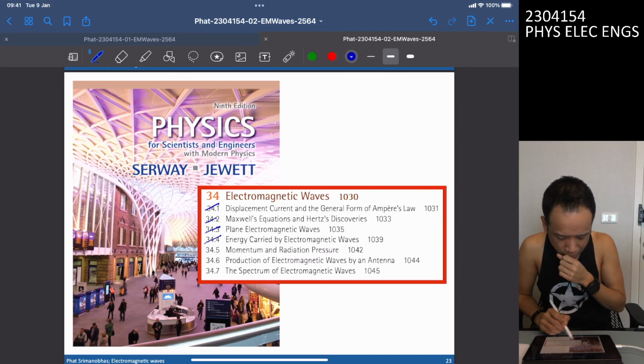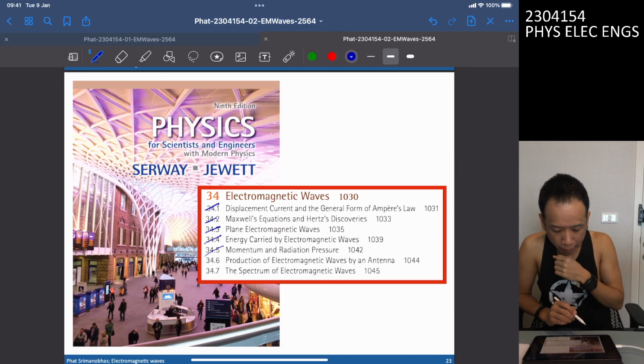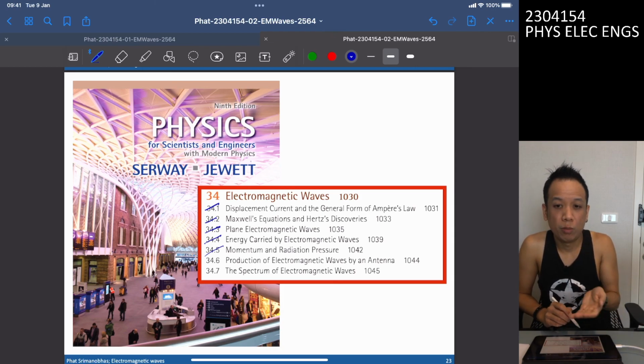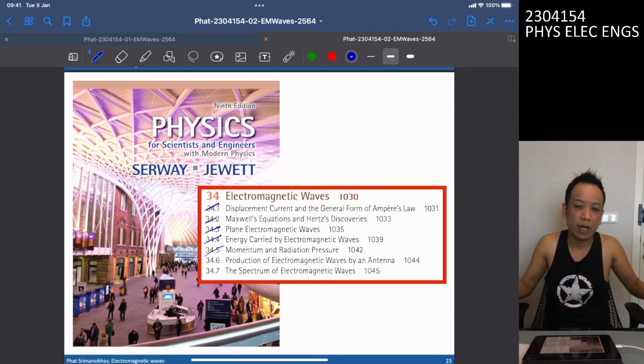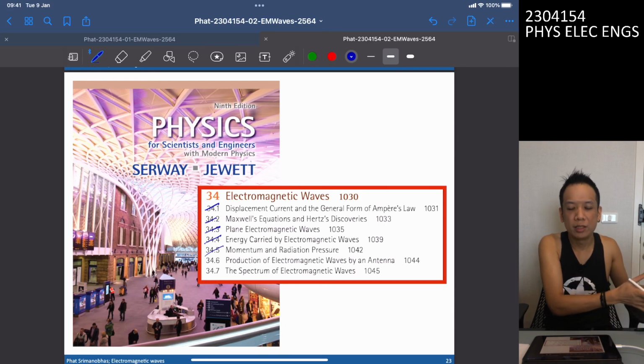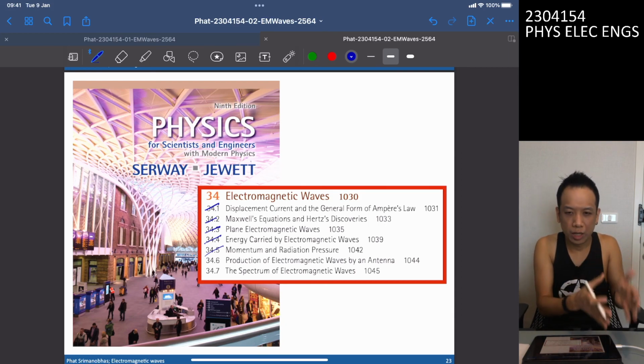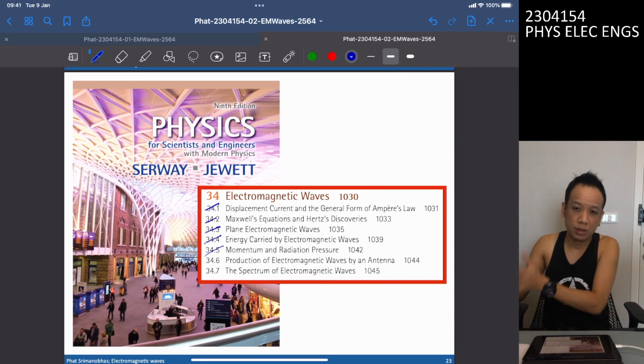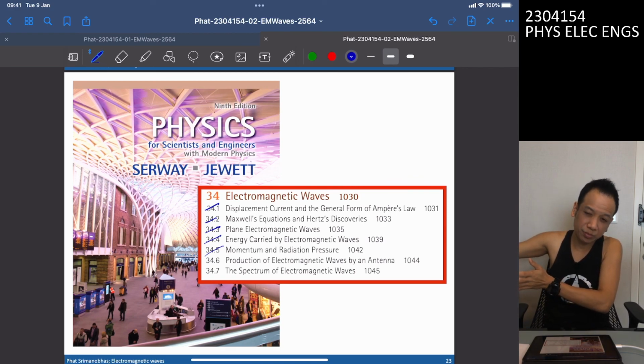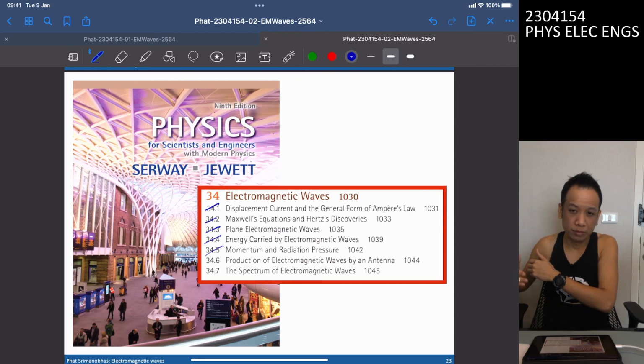And then at the last topic, we talked about the momentum and the radiation pressure. I also told you about the spectrum of the electromagnetic wave. If you remember the picture, we have the range from the X-rays to the ultraviolet, visible light, infrared, and then microwave, and the radio wave. Okay.